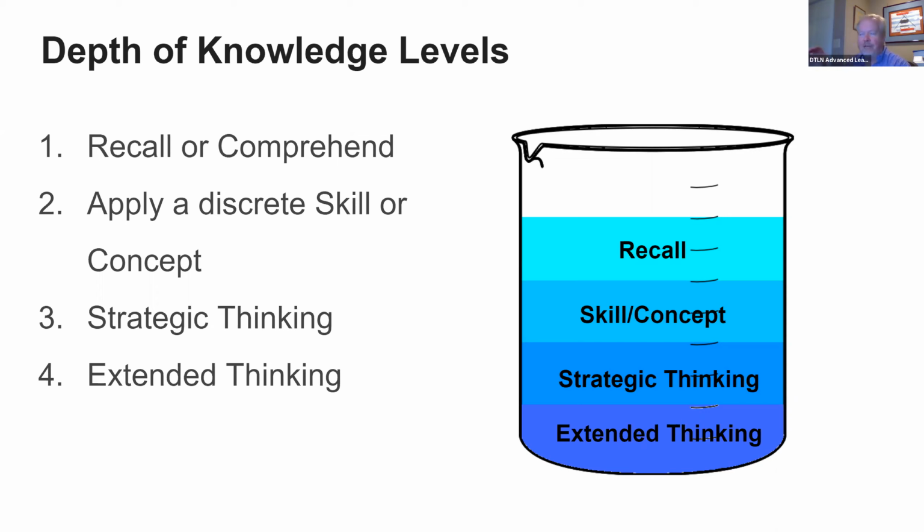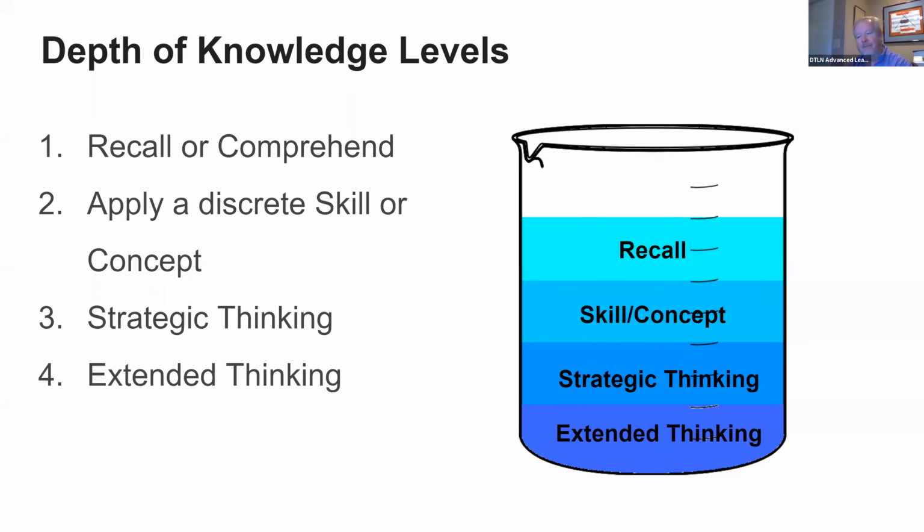So at the shallowest level of learning, we can recall or comprehend things. And we have to do that. You have to be able to recall language and use language appropriately. You have to understand formulas and all different kinds of things. But then you start to build more discrete skills.